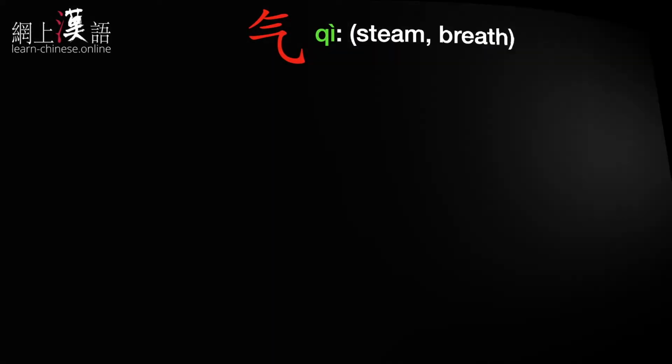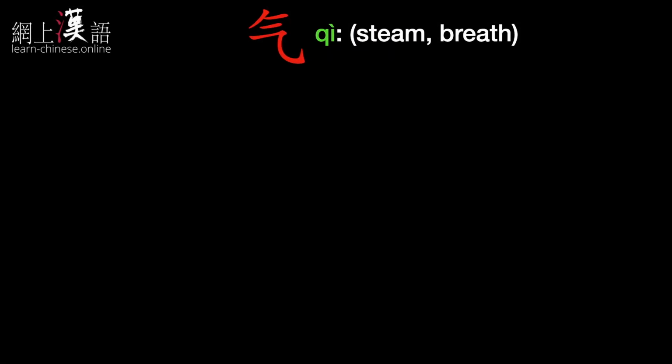A famous Chinese character now. 气 (qi), steam, breathe. It is the well-known qi of Chinese medicine, martial art or qigong. It is called ki in Japanese. We found it in the word aikido, which means way of harmonizing energy.